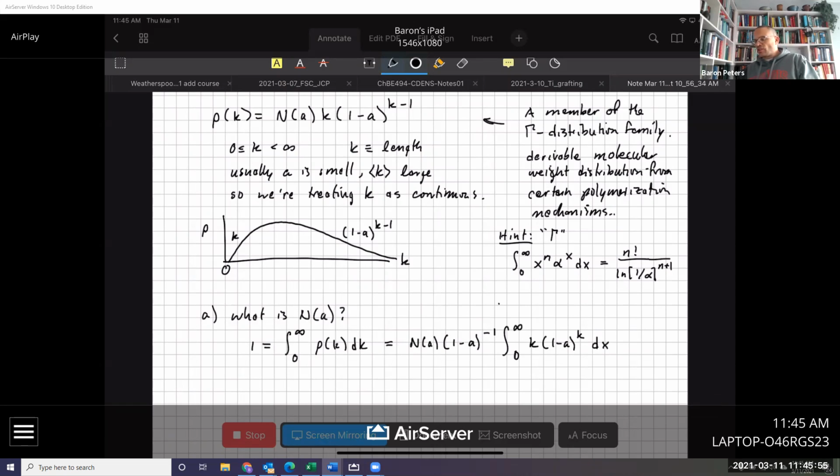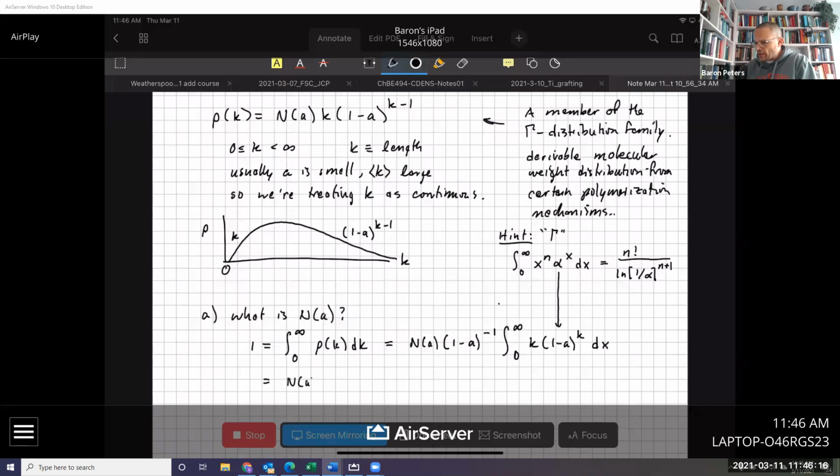Okay, so now I appeal to the hint, and I recognize that this is an integral of exactly the same form as given in the hint. I just have to recognize that my alpha here is 1 minus a, so that alpha corresponds to 1 minus a in the hint. And then I go ahead and plug in the hint.